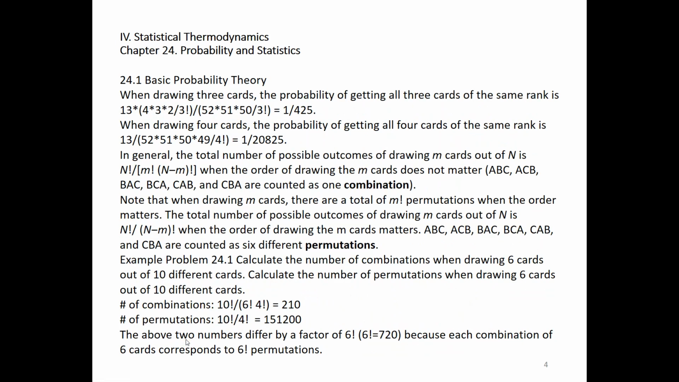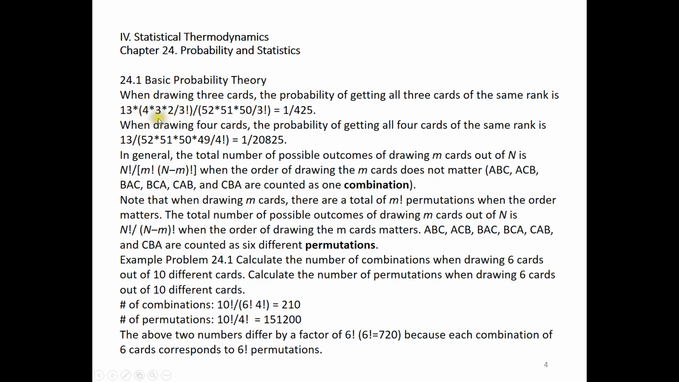When drawing 3 cards, the probability of getting all 3 cards of the same rank is this. Alright, this is the total number of possible outcomes of 3 cards. 52 times 51 times 50 over 3 factorial, because we have 3 factorial different orders, or so-called permutations. On top, you have 13 ranks. Out of each rank, the first card 4 options, the second card 3 options, 2 options over 3 factorial.